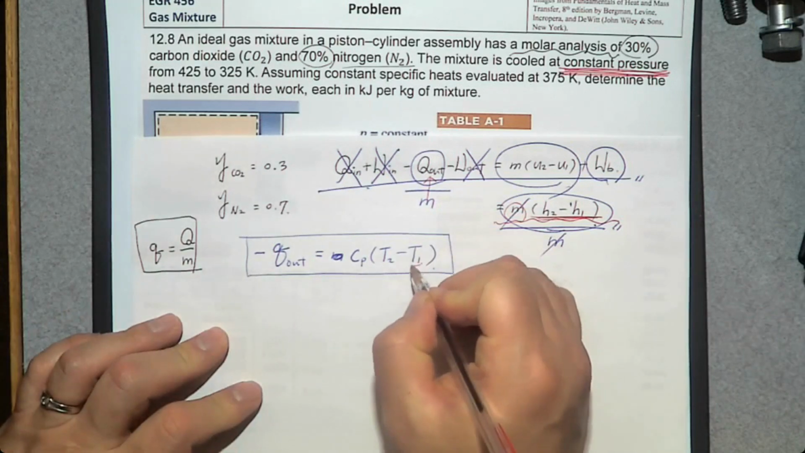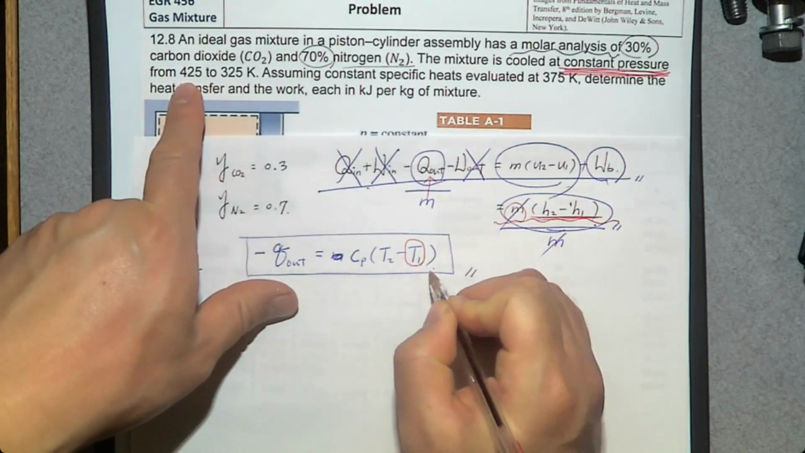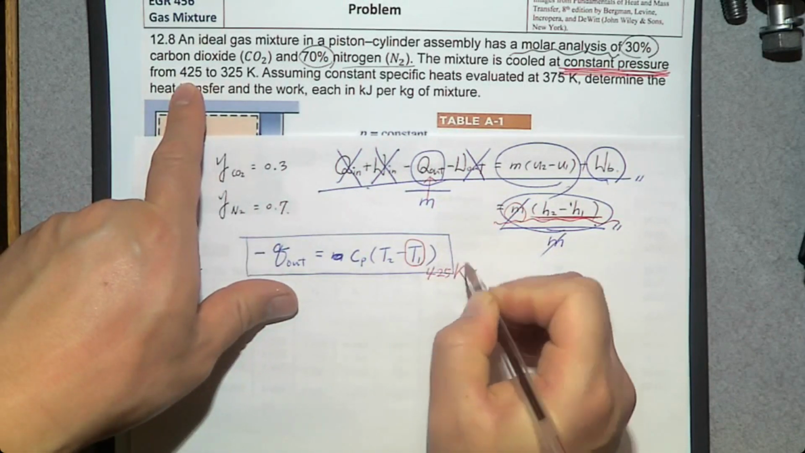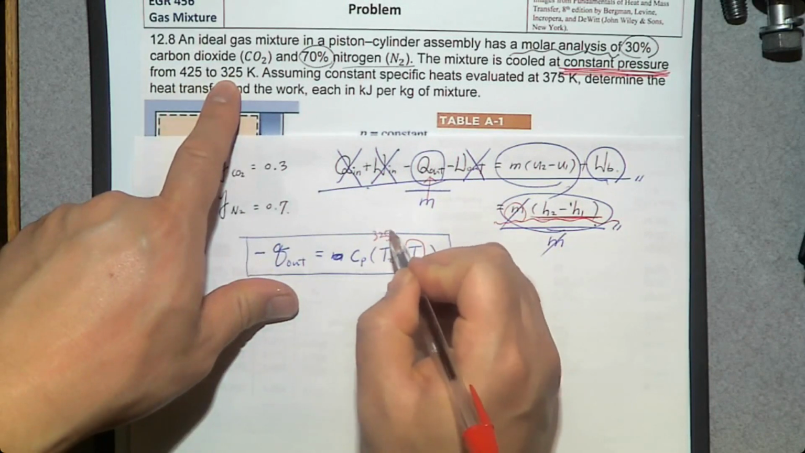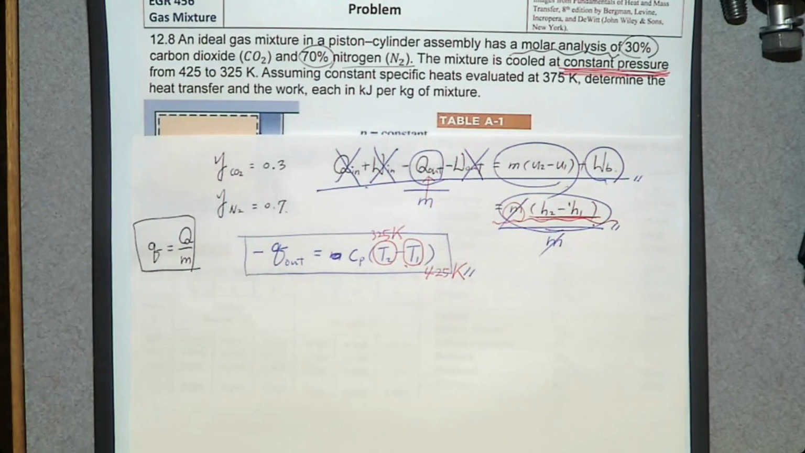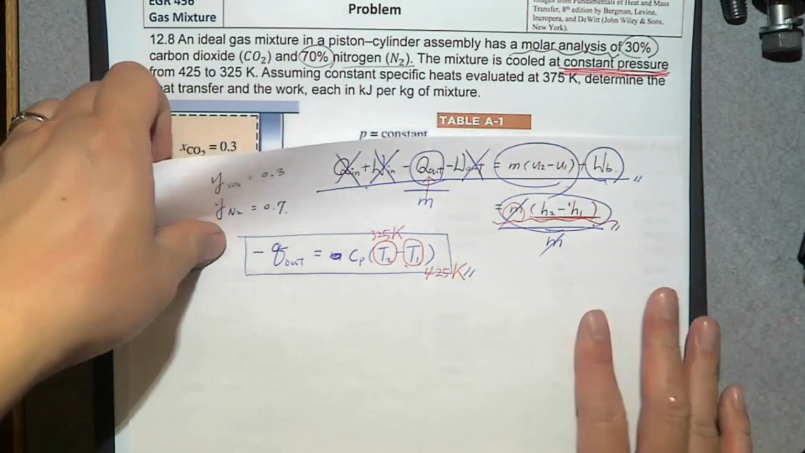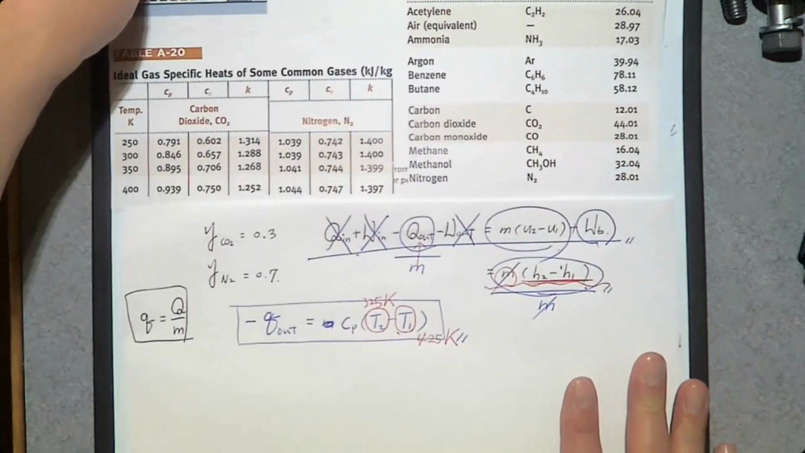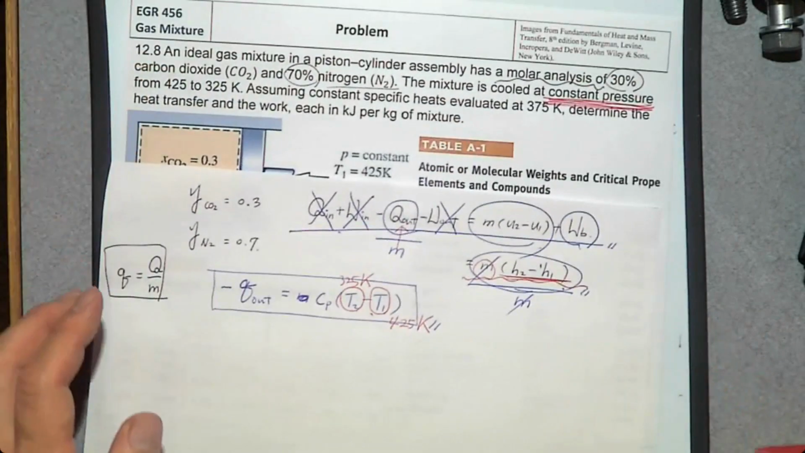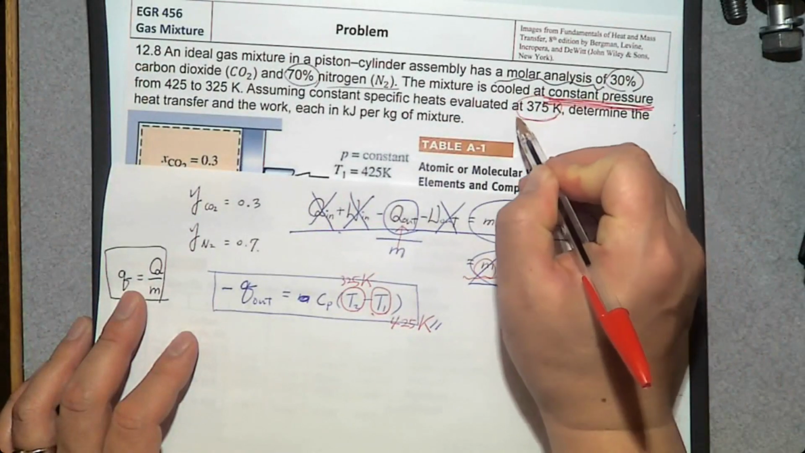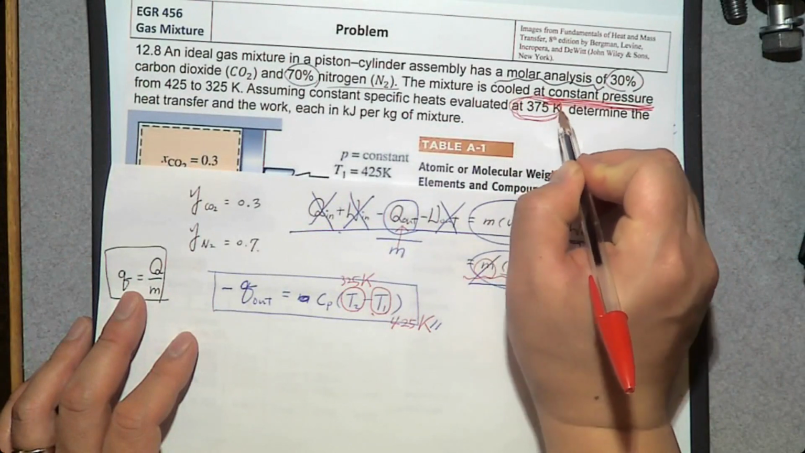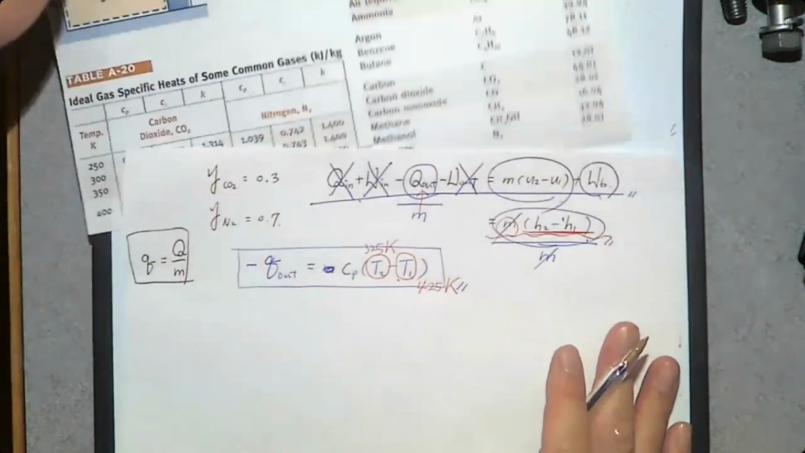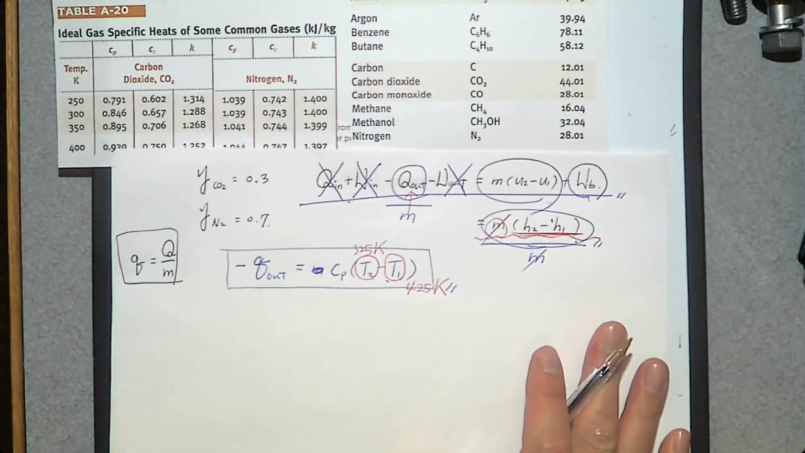Then, what is the initial temperature? 425 Kelvin. What is the final temperature? 325 Kelvin. So, if you know the specific heat, you can determine the heat transfer per unit mass. So let's find this specific heat. According to this problem statement, we need to evaluate the specific heat at 375 Kelvin.